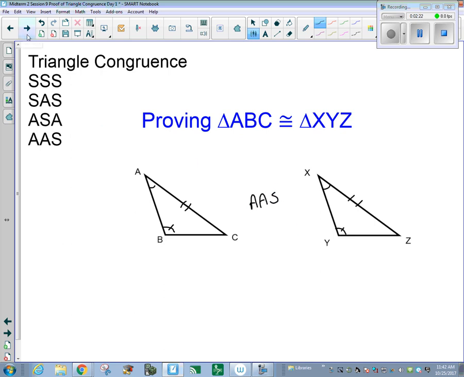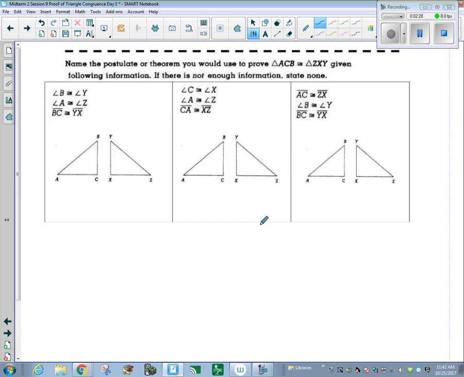Alright, so let's put this to work and see what we can do. We've got these three problems and we're trying to figure out how these guys are congruent to each other or if there is enough information. So let's start by labeling these guys. Angle B and angle Y are congruent. Angle A here is congruent to angle Z. And finally, BC is congruent to YX. Well, if you notice, I have two angles and the side not between them, so these two triangles would be congruent by angle, angle, side.